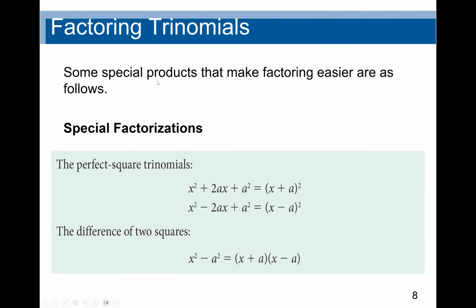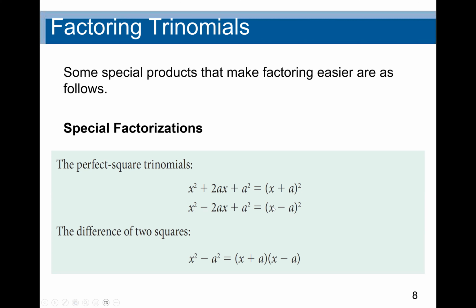Now here we also say some special products that make factoring easier are as follows. We have something we call the perfect square trinomials. For example, x plus a all squared is the same as x squared plus 2ax plus a squared. Or x minus a squared will give me x squared minus 2ax plus a squared.